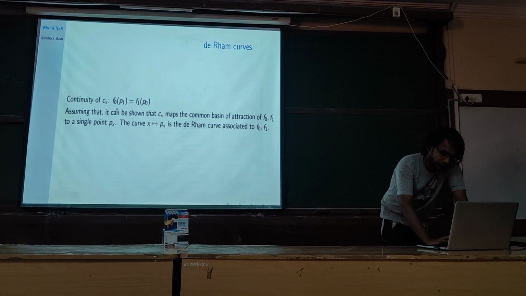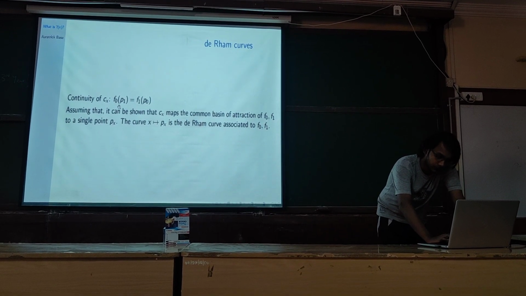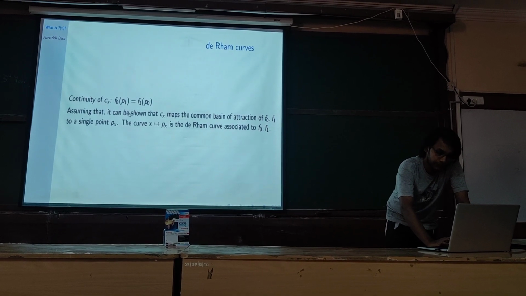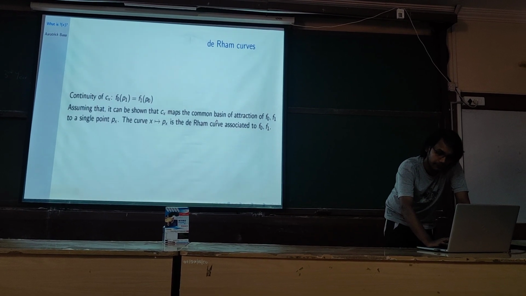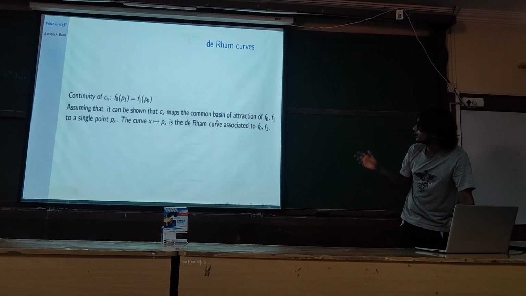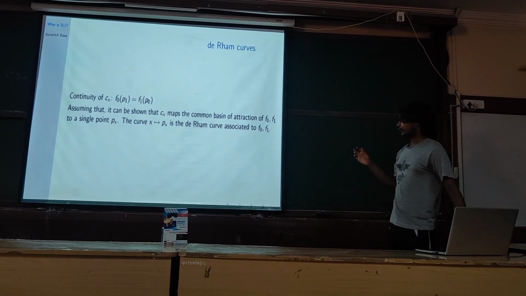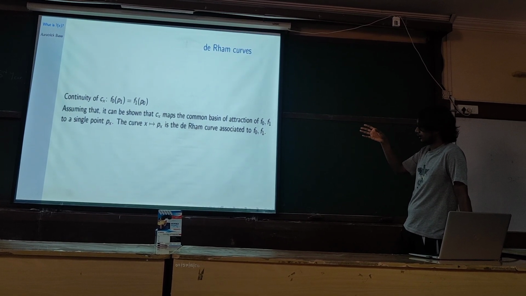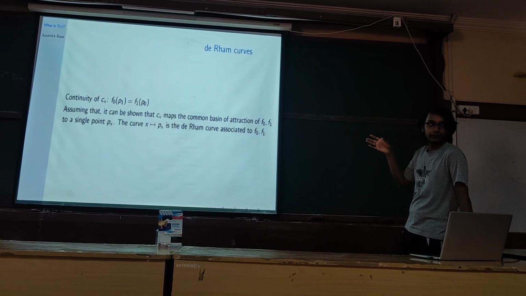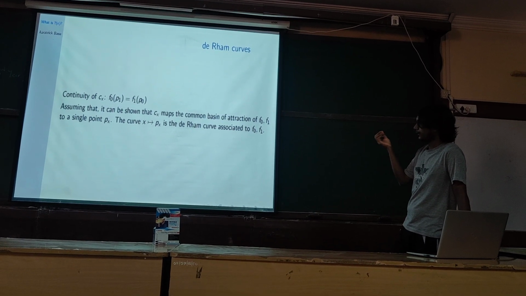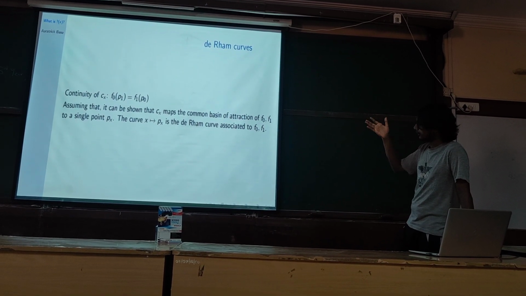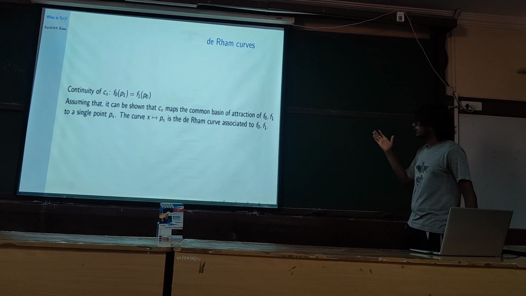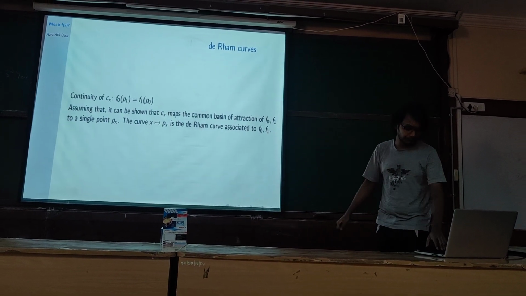Right. So actually what can even be shown is that if you assume this, then Cx will be a continuous curve under the given metric, and Cx will map the common basin of attraction of F0 and F1 to a single point Px. So now finally this curve, x going to Px, which is basically a curve in [0,1] cross M, right? Px is a point in M. So the image of this curve is in [0,1] cross M. This is the Dirac curve associated to F0 and F1, right?